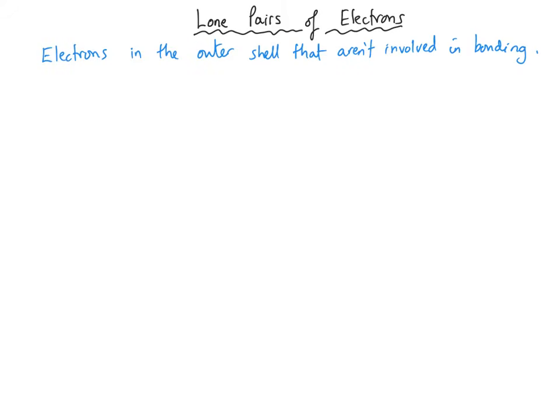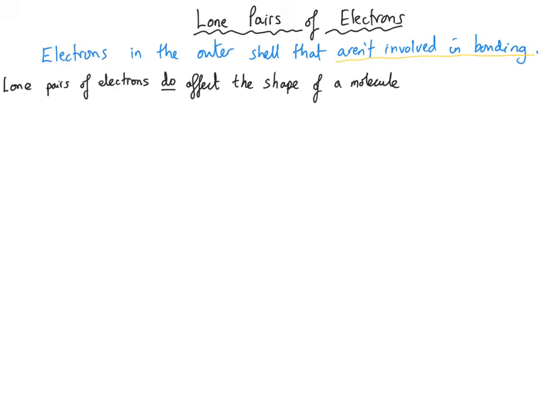Let's return now to something I mentioned earlier, which is lone pairs of electrons. Now, some molecules have got pairs of electrons in their outer shell that aren't involved in bonding. They're not part of a covalent bond. Now, crucially, these lone pairs of electrons do affect the shape of a molecule. So you need to watch out on dot and cross diagrams to see if a molecule has got a lone pair of electrons, or the method that I'm about to show you for working out the shape of a molecule, you need to account for lone pairs there.